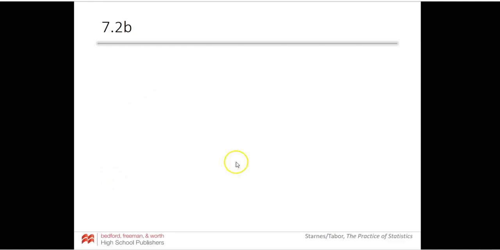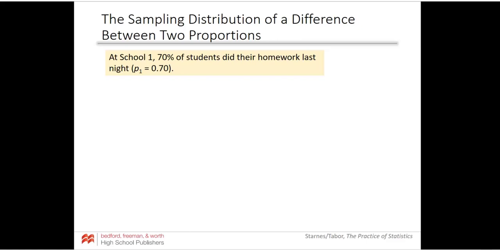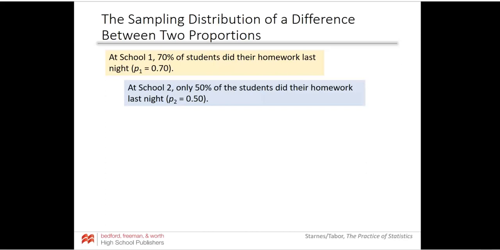Okay, this is the second part of lesson 7.2. If you understand the first part, this is really more of the same with just two proportions. We're going to do the difference of the two proportions here. So at school one, 70% of the students did their homework. So P1 is 0.7. That's the population parameter there. School two, 50% did their homework. P2 is the population parameter for school two.